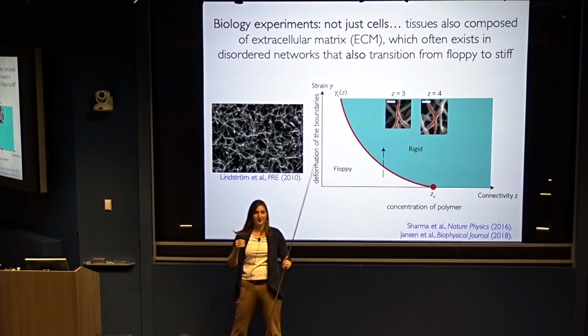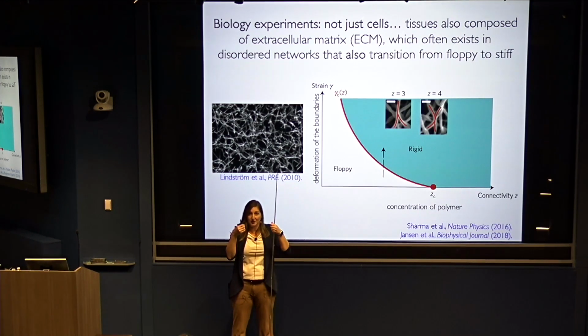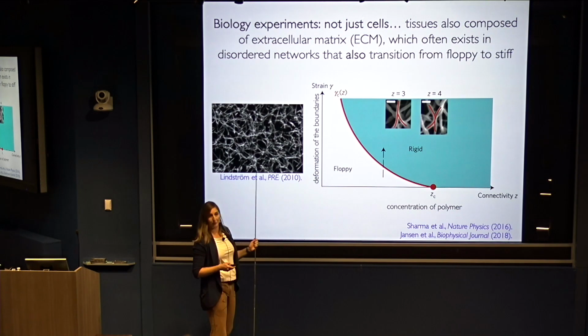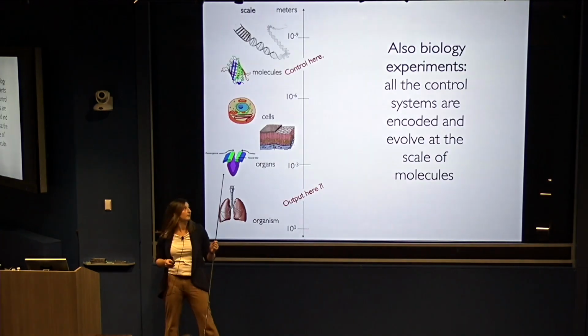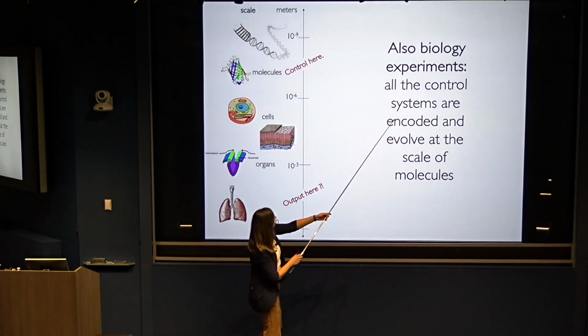So if I take a chunk of material that makes up extracellular matrix in your body and I stretch it, it starts out really floppy, but there's a critical shape of the box at which the system becomes rigid again. Okay? And so that's another type of floppy to rigid transition we might want to understand, and it's also very important in biology.